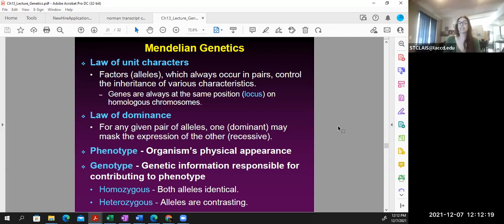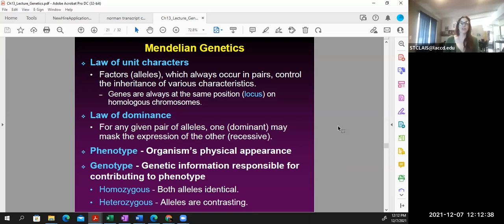Okay, then there's also the law of dominance. So we may have a dominant trait, which in this case was the tall trait, that will mask the expression of the recessive trait. So if the dominant allele is present, even if it's just 1 copy, it'll mask the expression of the recessive trait.